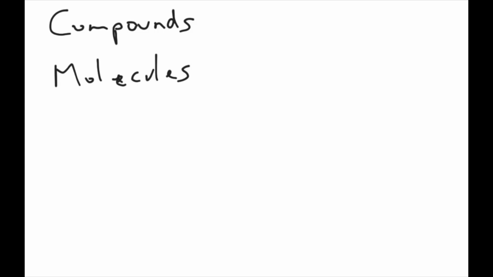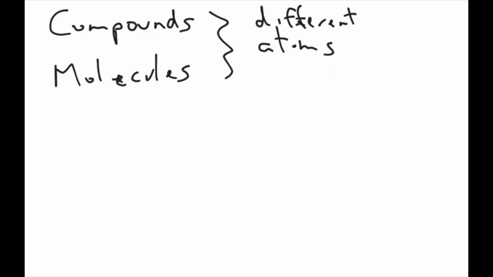We know that compounds and molecules are both made up of atoms, and they're usually different types of atoms. Depending on the size of the molecule, many different types of atoms. But a compound or a molecule can be as simple as only two atoms combining together. And we're going to learn how to differentiate between these.